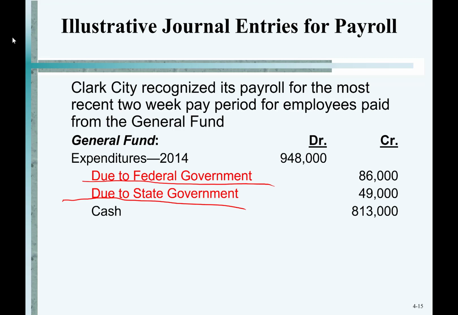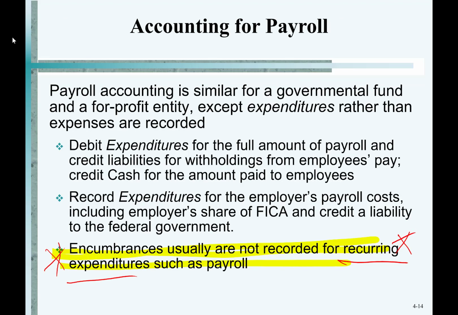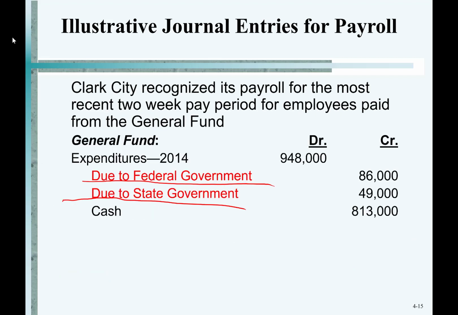Okay? So that's the 2 takeaways from these couple of slides. That's all I care about, that you understand that if you have recurring expenditures like payroll, we don't have to encumber first, right? And if one government owes another government money, we call the account what? Due to. That's the only thing I want you to take away from those 2 slides.